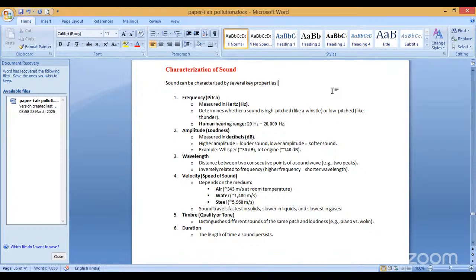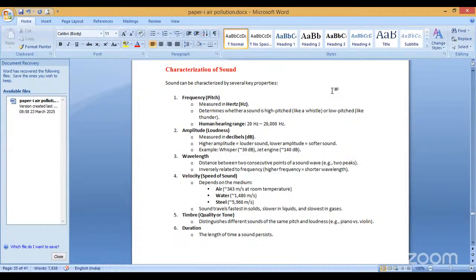The next one is wavelength, the distance between two consecutive points of a sound wave. Example: two peaks. Wavelength is inversely related to frequency. A higher frequency equals a shorter wavelength.